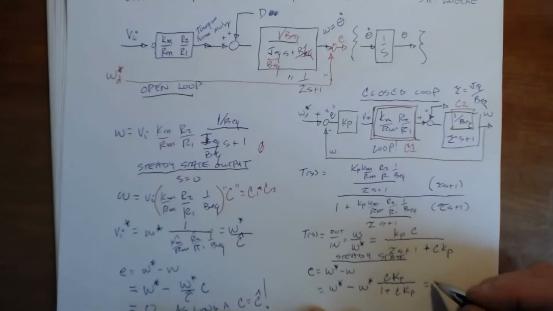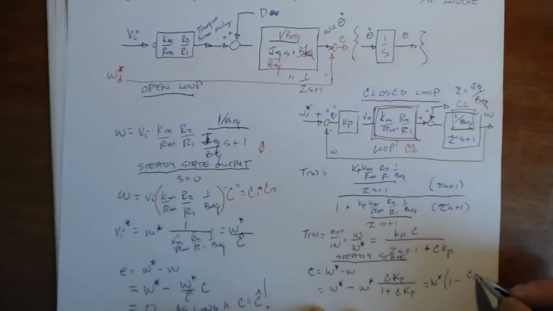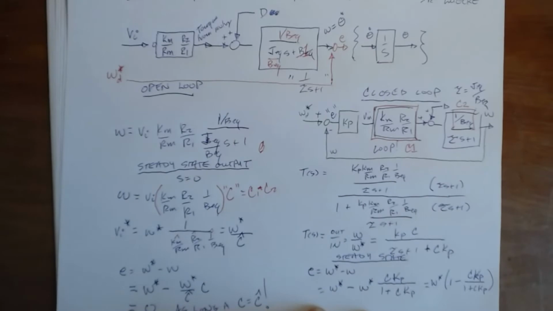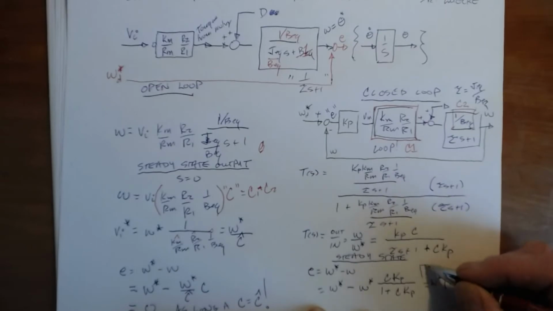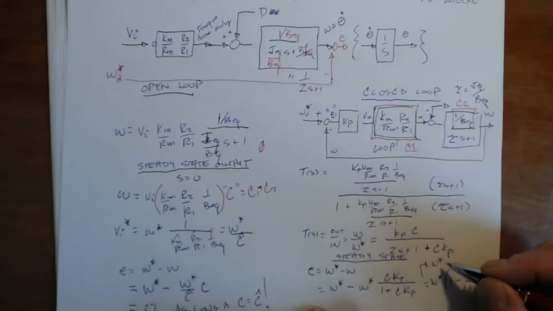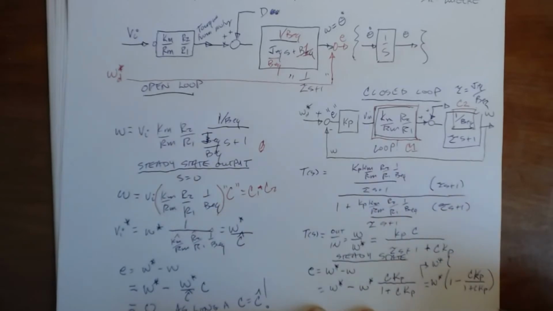So this is omega star times 1 minus C Kp over 1 plus C Kp. There's some algebra that we have to do for this. I'm going to go this way with it, because I'm running out of room down here. I'm trying to save just a little bit of room for omega star. This is 1 plus CKP minus CKP over 1 plus CKP, right? So I put both of them on the same denominator.